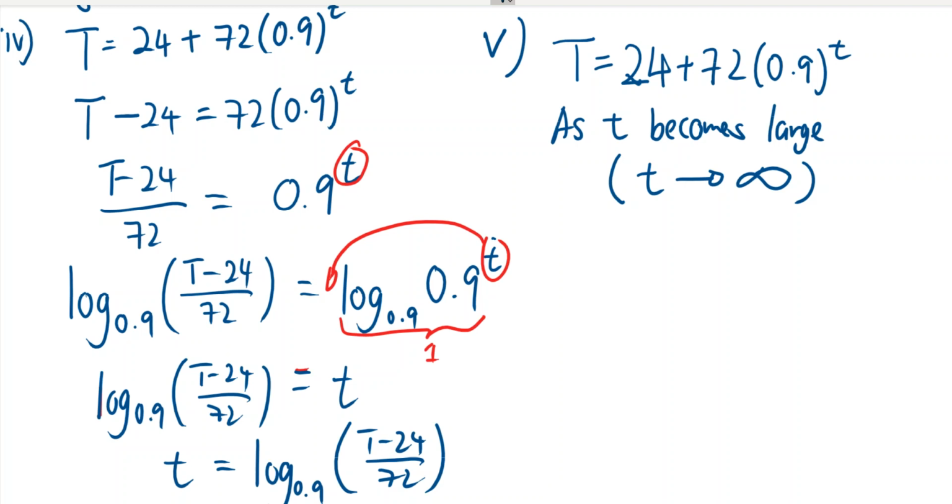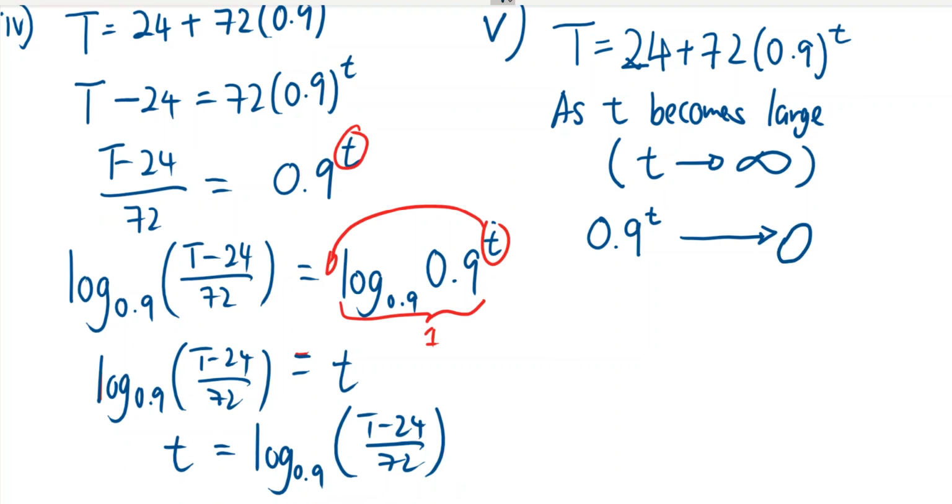And now we can key a very big number as your t into the calculator. For example, 999999999. We'll find that 0.9 to the power of 9999999 will approach 0. This 0 looks like a potato. Okay, will approach 0. So what does this mean?